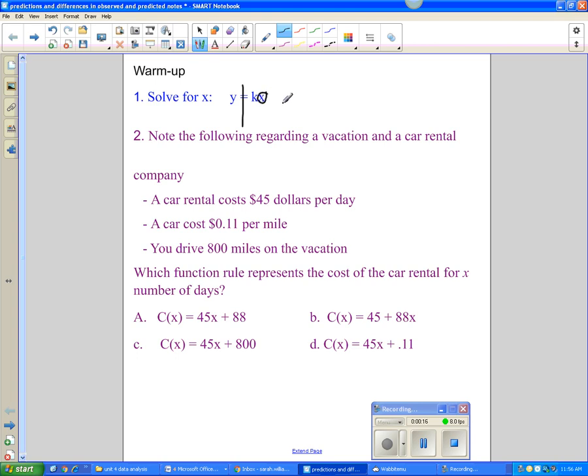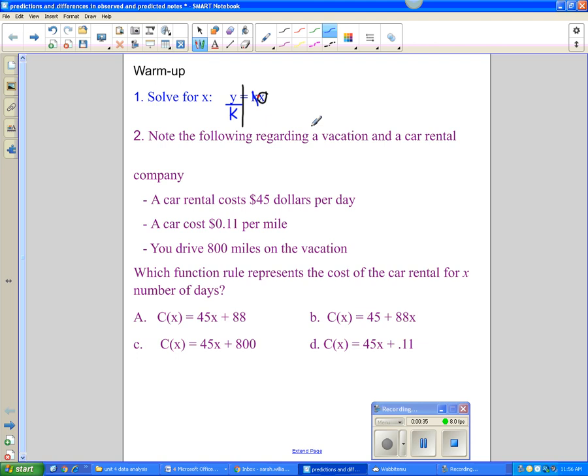What letter needs to move away from x? Well, k is beside it, so k needs to move. And remember that these are being multiplied. So the opposite of multiplying is to divide. So you want to divide by k. You want to move k away and you want to divide it.